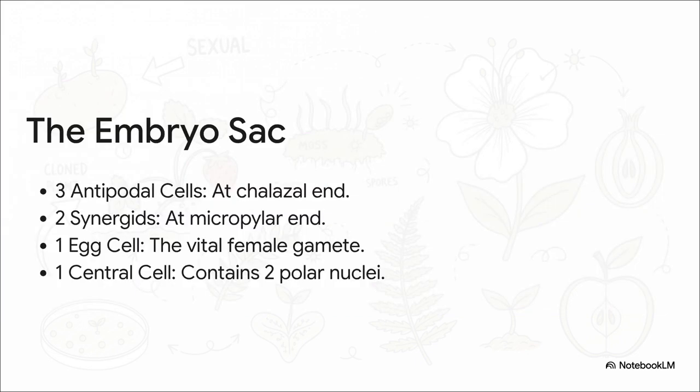This leaves us with a final structure you absolutely need to remember: the 7-celled, 8-nucleated embryo sac. At the top, the chalazal end, we have 3 antipodal cells. Down at the bottom, micropylar end, there are 2 synergid cells, which will actually guide the pollen tube later, and 1 vital egg cell. That egg is the actual female gamete. And right in the middle, 1 massive central cell holding those 2 remaining polar nuclei. So that's 7 distinct cells, 8 total nuclei, perfectly setting the stage for fertilization.